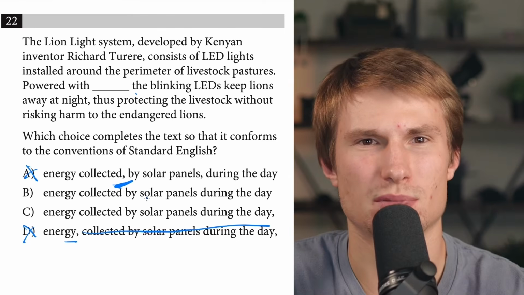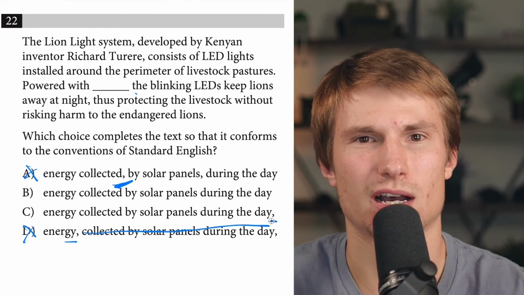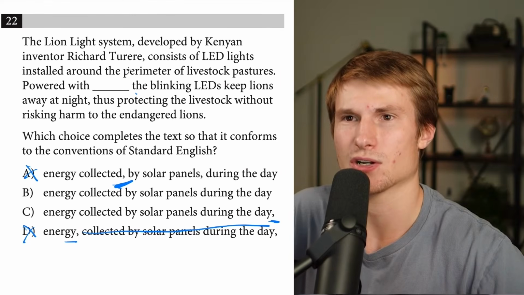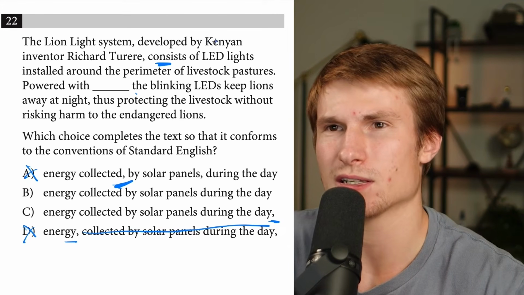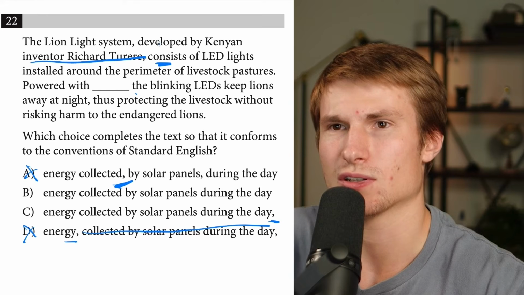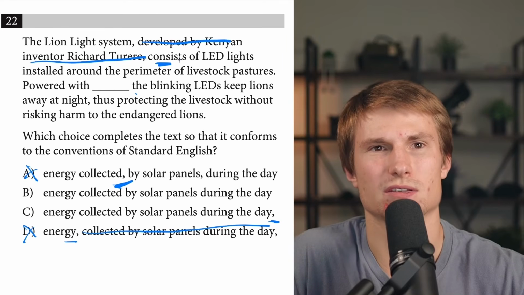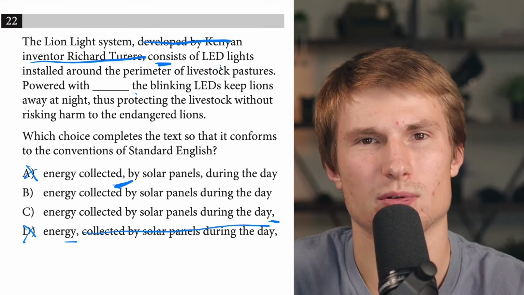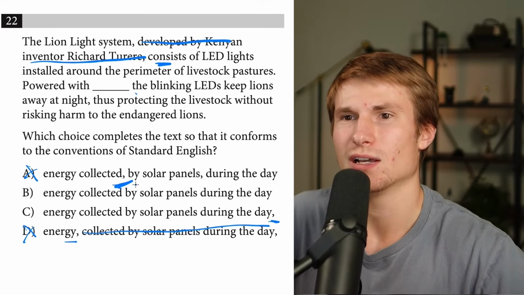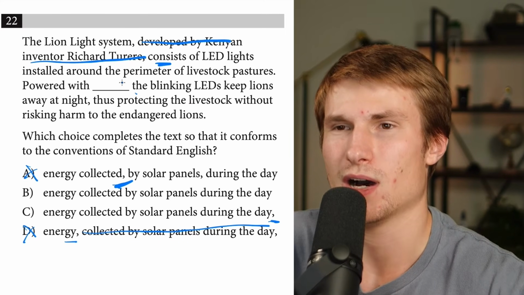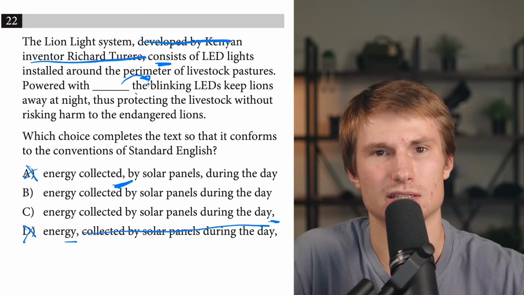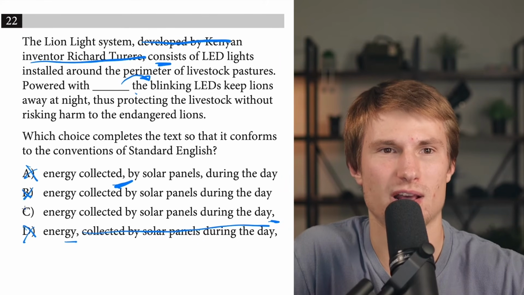Now we'd be between B and C. It looks like the difference here would be a comma at the end of this. So let's take a look by starting from the beginning of the sentence, or at least this part. The Lion light system developed by Kenyan inventor Richard Turir. That's not essential. So the Lion light system consists of LED lights installed around the perimeter of livestock pastures, powered with energy collected by solar panels during the day, is going to then be an introductory modifier to the blinking LED. So it would need a comma after it. So our answer would have to be answer choice C.